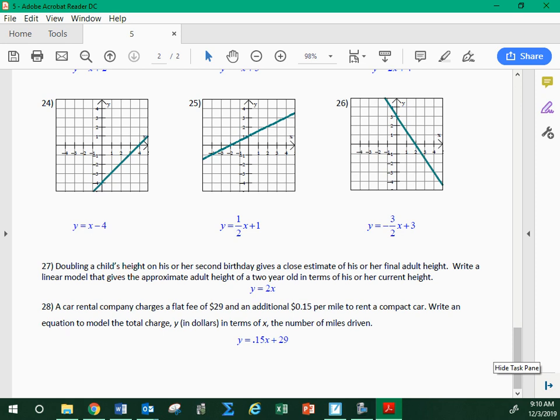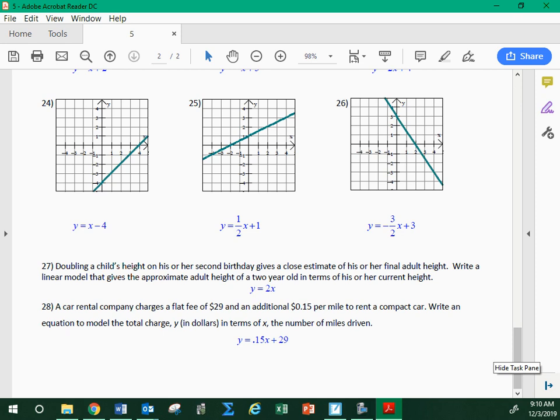So this first part, we will do this because it says double it on your second birthday. Yeah. She said not to. Wait, so wouldn't it be 2x plus 2?